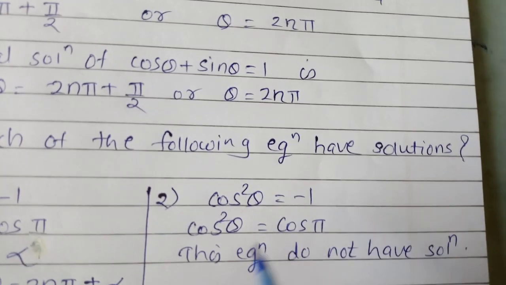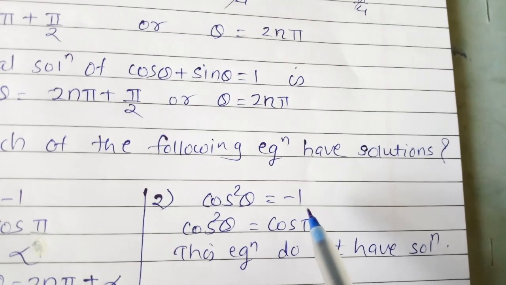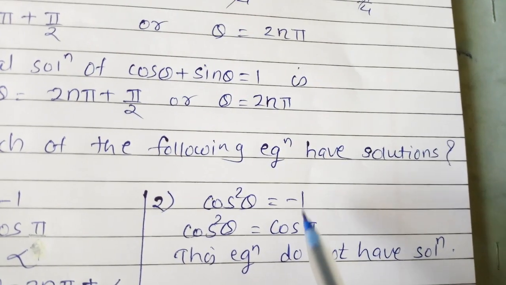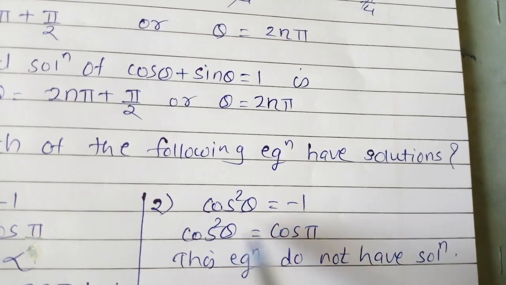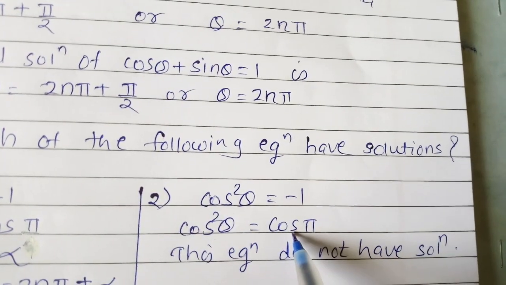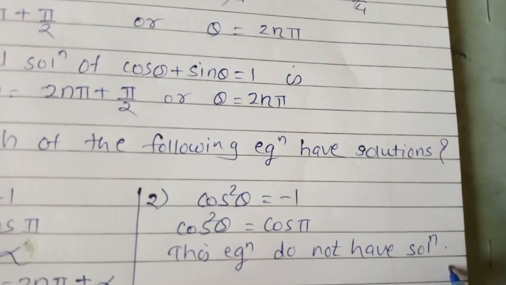Now see the second example. Cos square theta is equals to minus 1. Again we know that the value of cos pi is minus 1, so we put here cos pi. But there is no formula which equates cos square theta and cos theta. So this equation does not have solution.